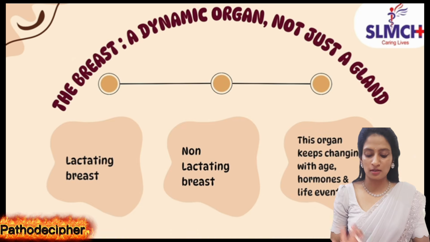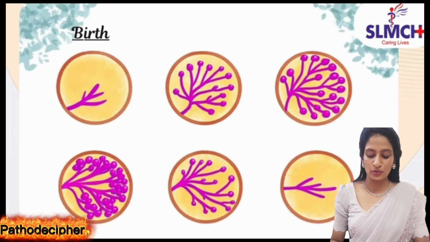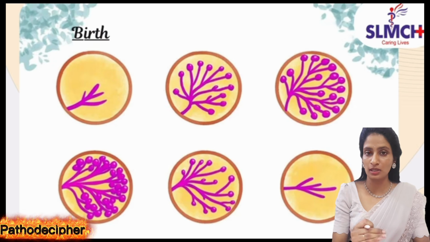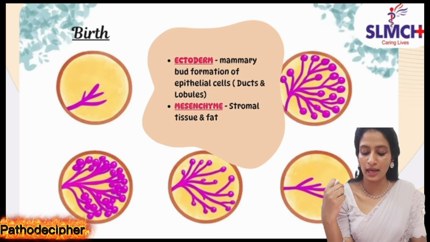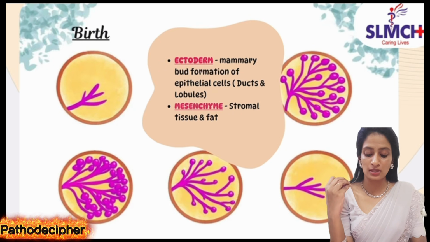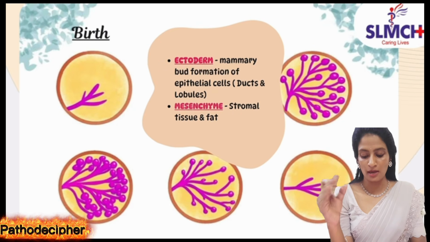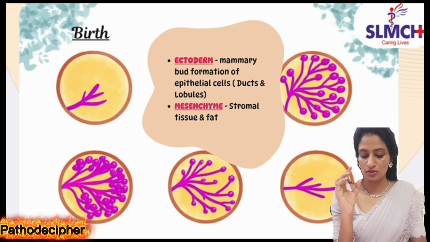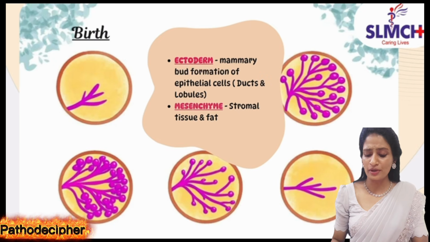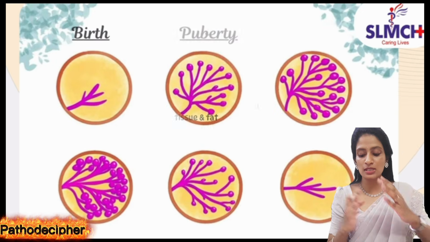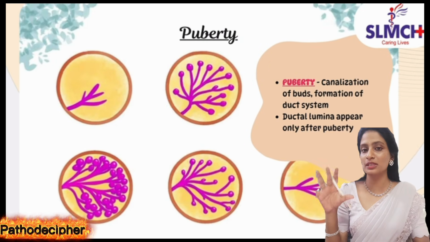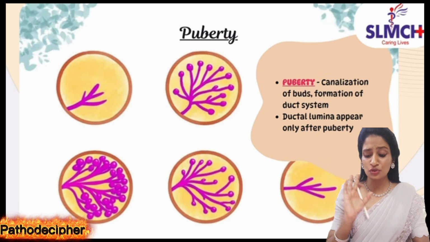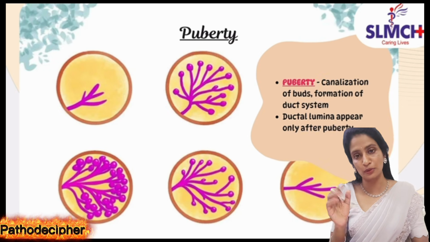So let us see this rough diagram which is made. You can see the first one. The first circle indicates how the duct and epithelium will be present at birth. Here the mammary bud formation will happen. Once there is bud formation, the ducts and lobules will be formed a little bit, but the mesenchyme will be a little less. This happens at the birth stage. Whereas in puberty, these buds will form a canalization. Once the canalization is formed, they form the duct system. Usually the duct lumen will appear after puberty.